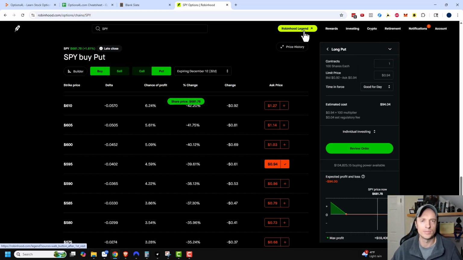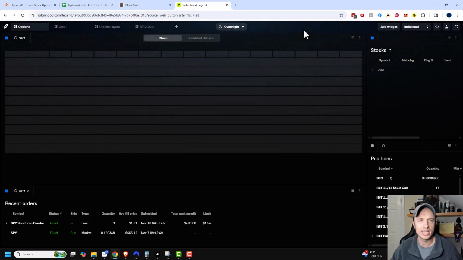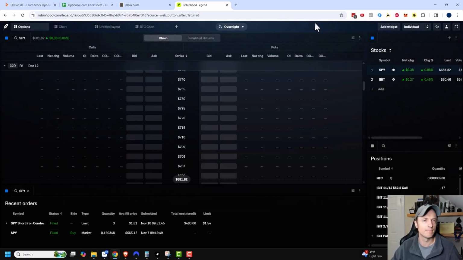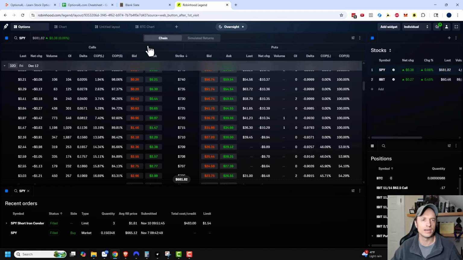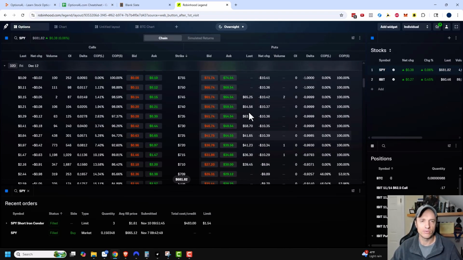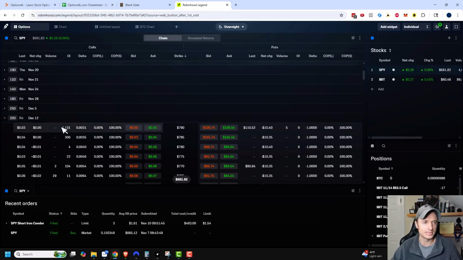Now let me hop over to Robinhood Legend real quick and we'll go over it. It'll take like 1 minute because I think you got the concept at this point in time. So here we are looking at the options chain, and I have another video on trading options on Robinhood Legend. If you're unfamiliar with what you're looking at, you can go check that out. So we're going to be on the put side right now, and we're going to go look for our option.